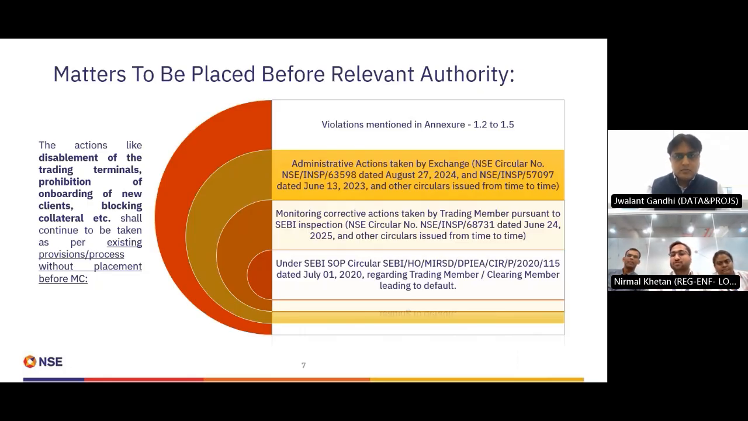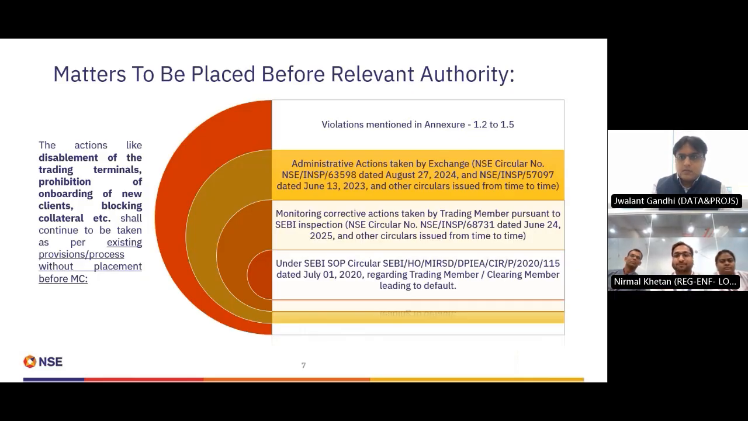Apart from it, there is also monitoring of corrective actions, which is jointly implemented by all the exchanges. In such cases, if any corrective action is emanating out of SEBI inspections for which the timeline has been crossed and members still have not complied, such suitable actions, as mentioned in the circular, will follow through without placement before the MC. And the last point for the SEBI SOP circular is in case of default of the trading member or clearing member. Actionables will follow through first, then the matter will be placed before the committee later.